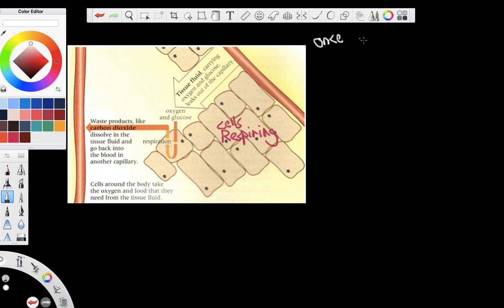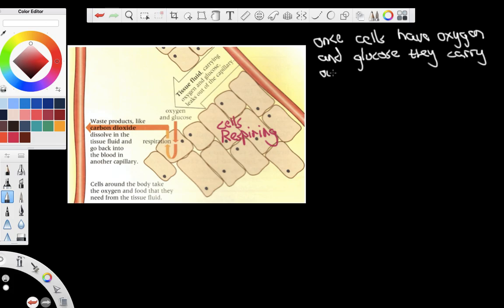So once cells have oxygen and glucose, they carry out respiration, or aerobic respiration in fact. So they carry out aerobic respiration, forming carbon dioxide and water.